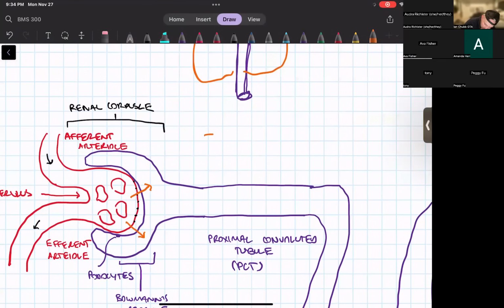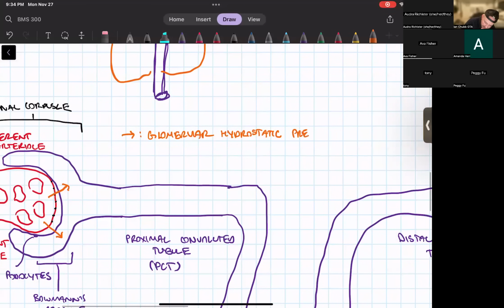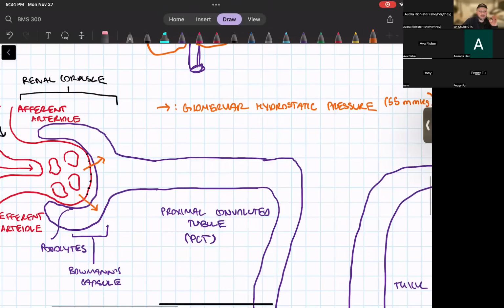So the orange arrow is going to dictate our glomerular hydrostatic pressure. And this is usually pretty high. It's around 55, I think, millimeters of mercury. So that's the pressure coming from the left side of the heart.